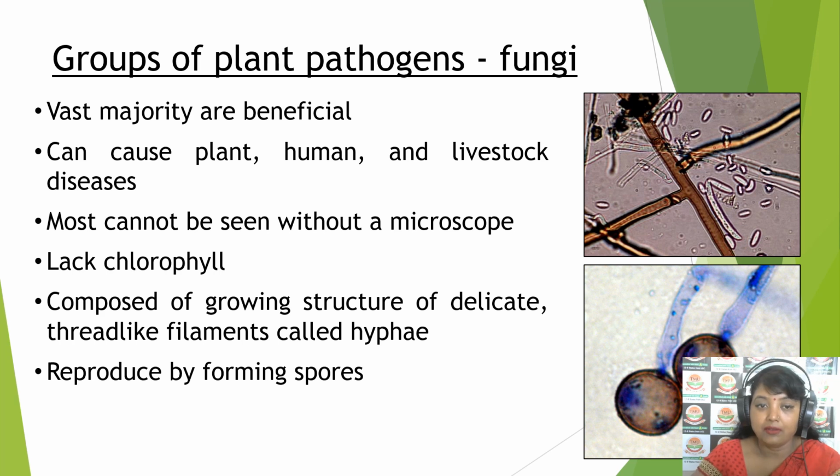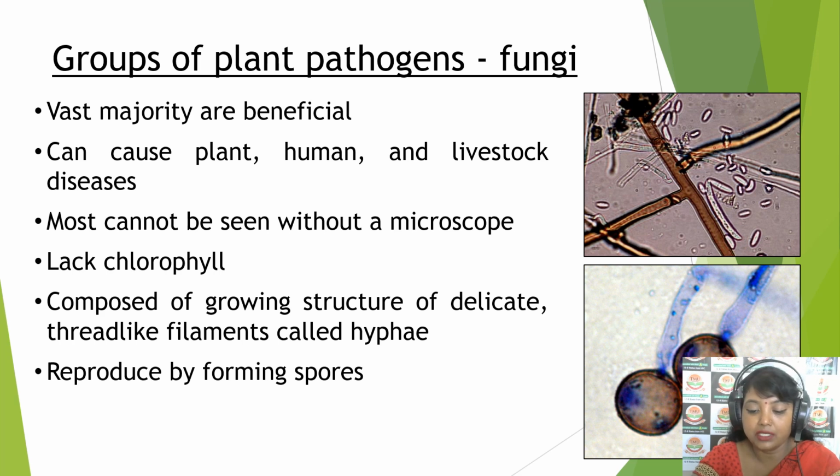So what is fungus? Fungus cannot be seen without a microscope. They lack chlorophyll, so they are called achlorophyllous. They are composed of the growing structure. Their body is very simple, made up of very delicate thread-like filaments called hyphae, and the tangled mass of hyphae is called the mycelium. They reproduce by means of spores, sexually as well as asexually. They are achlorophyllous and spore bearing organisms. So these are termed fungus.